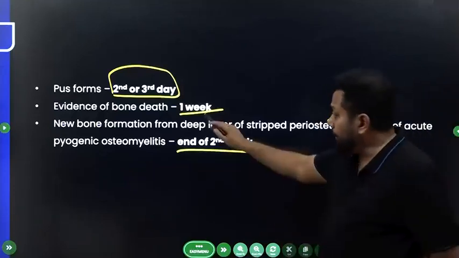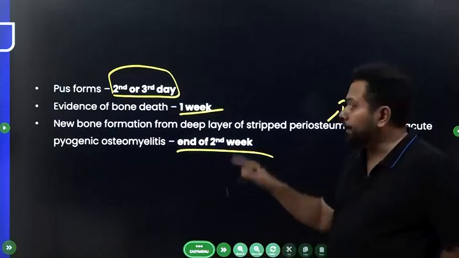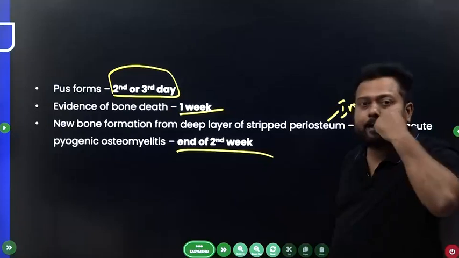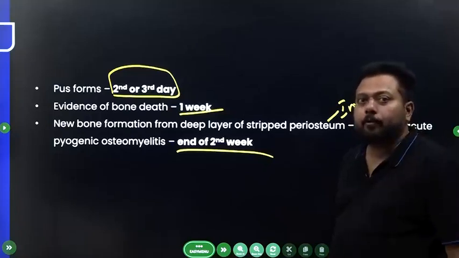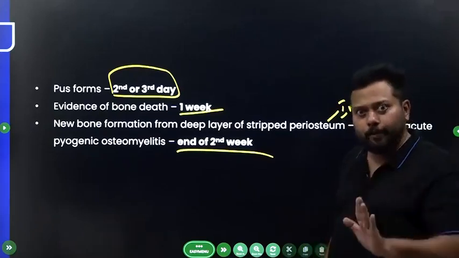Simple to remember. I should insist these two points apply only in chronic osteomyelitis. Why am I telling this? Because of the numbers in osteomyelitis. Pus is formed on the second and third day. Evidence of sequestrum at the end of 1 week. Evidence of involucrum at the end of 2 weeks. Easy to remember, no? 2 days, 1 week, 2 weeks.